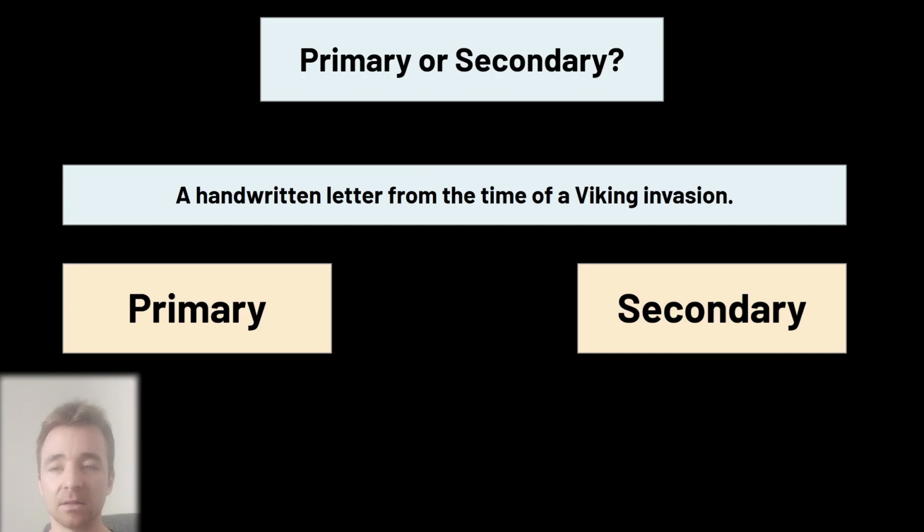A handwritten letter from the time of a Viking invasion. Is that a primary or a secondary source? Someone has found a handwritten letter from the time of a Viking invasion. Have a think. Pause the video if you need to. Your answer coming in 3, 2, 1. It is a primary source, and the key giveaway there was it is from the time of a Viking invasion. So if we are studying the time period of Vikings, this letter is actually from the time period that we're studying. If it is from the time period we're studying, it is a primary source. That is how we know.